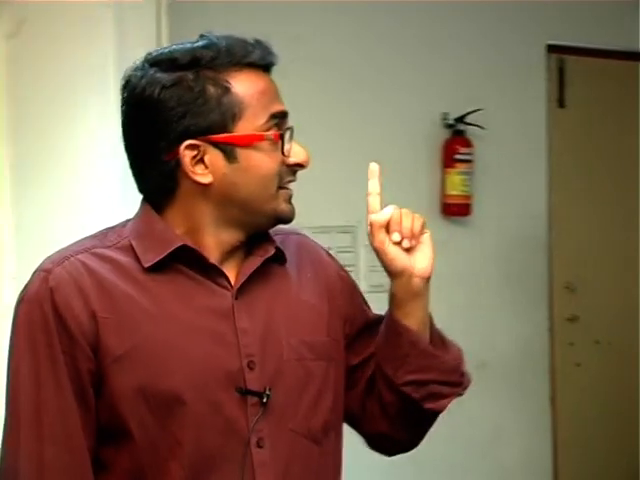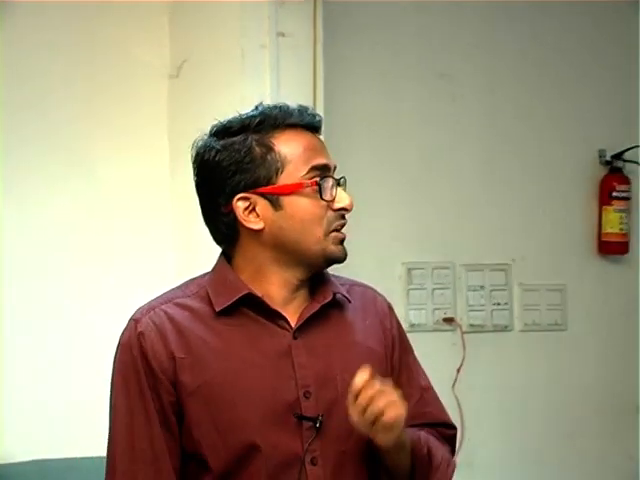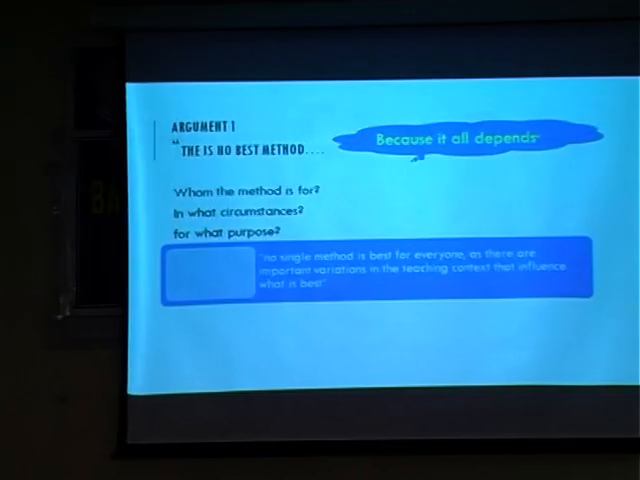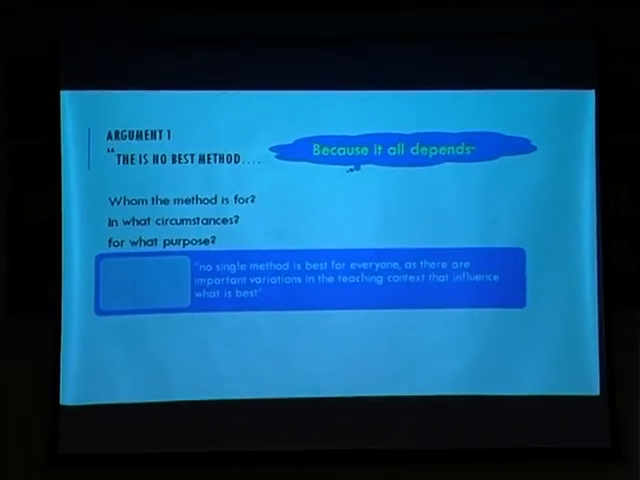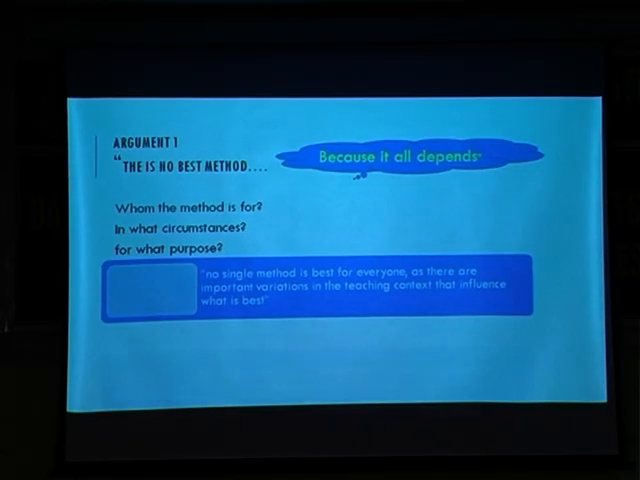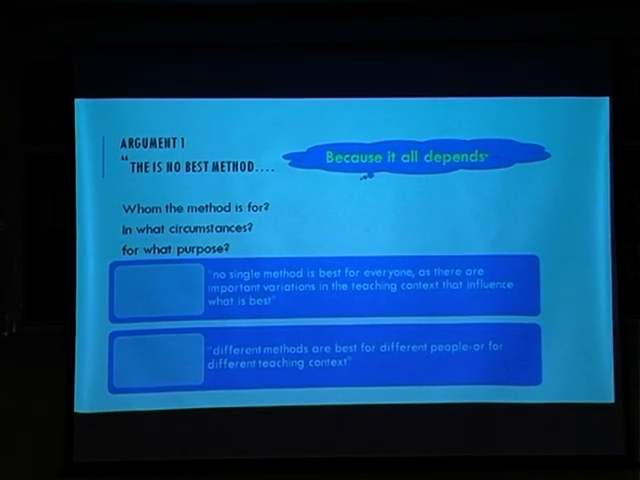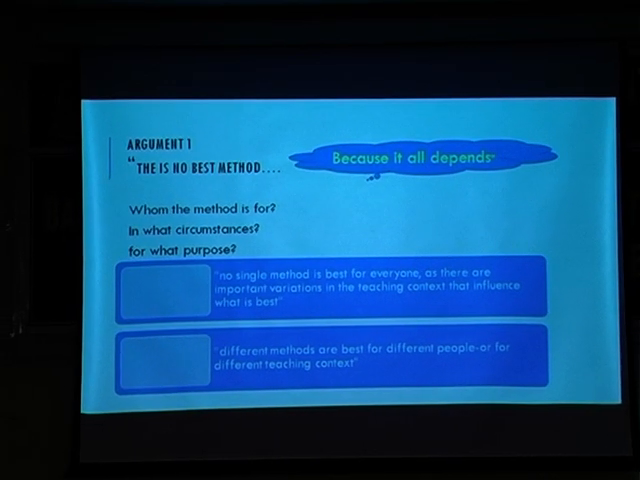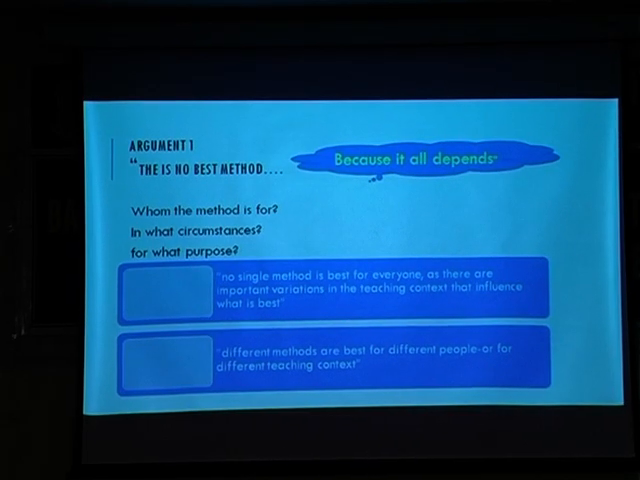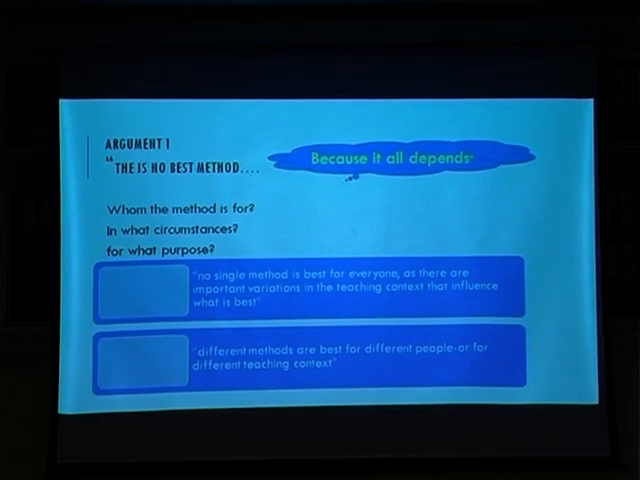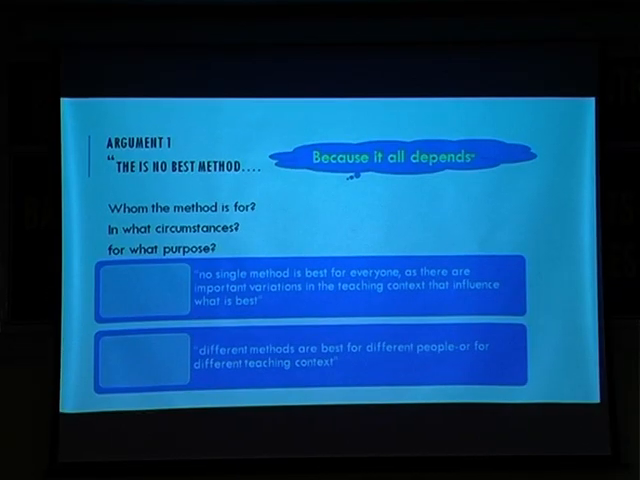That means there is no best method, no single method which is best for everyone, as there are important variations in the teaching context that influence what is best. To put it in other words, different methods are best for different people, for different teaching contexts. The problem arises here. There are different people and different teaching contexts.